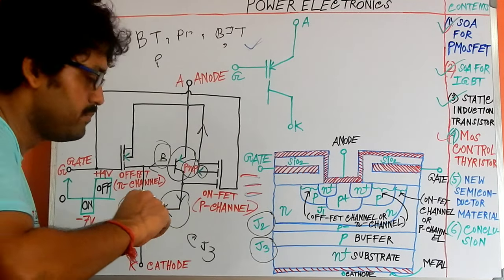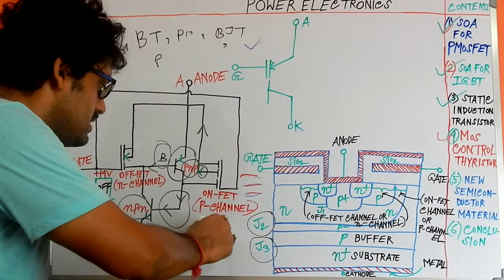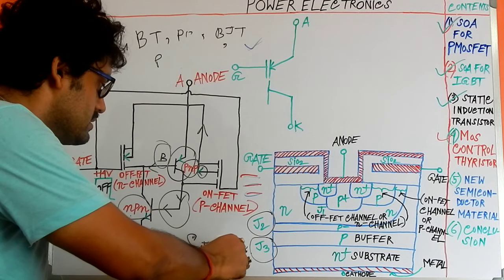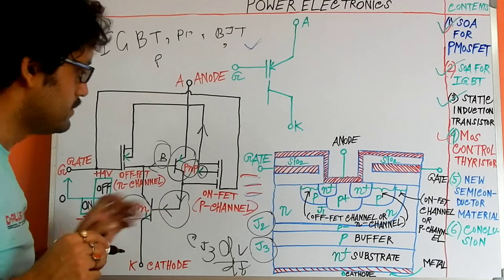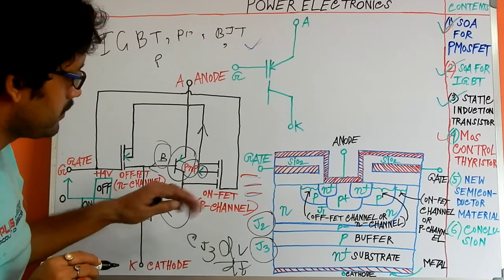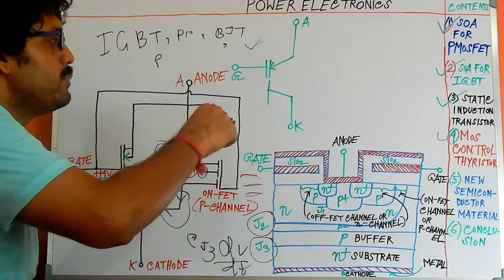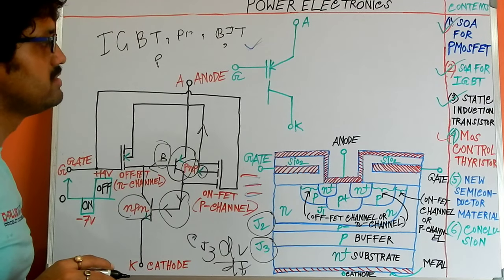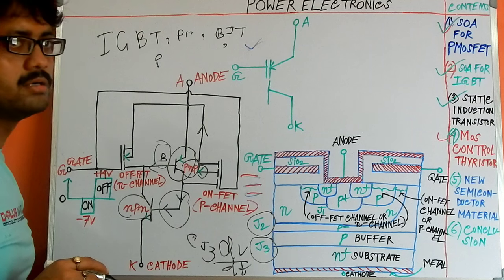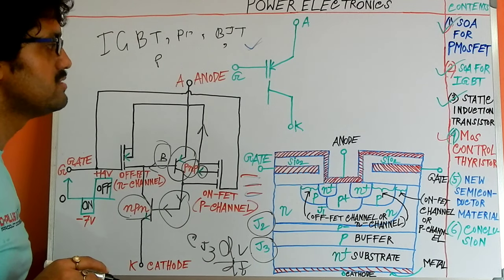for the junction J3, the voltage across it is C_J3 dV/dt. Okay, so this type of voltage drop actually increases the overall temperature of the device, which is the downside or disadvantage of our MOS control thyristor.